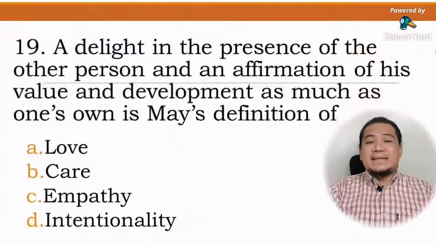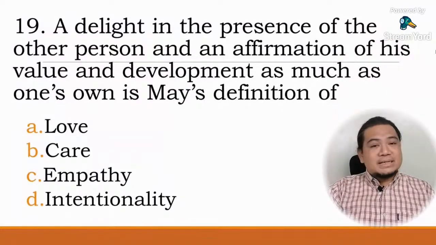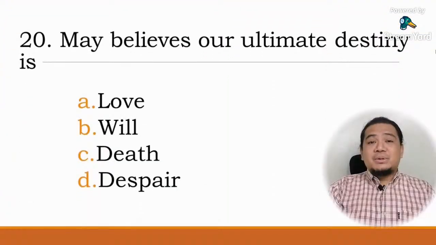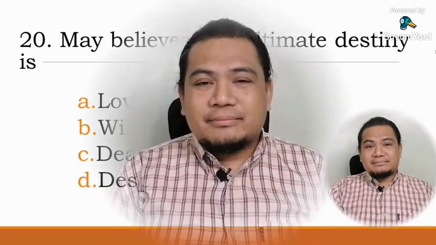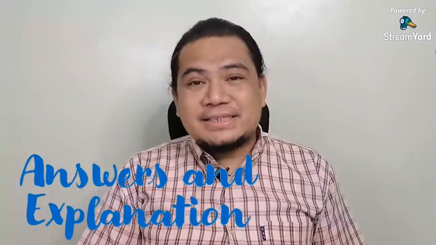Number 19. A delight in the presence of other person and an affirmation of his value and development as much as one's own is May's definition of: is it A, love, B, care, C, empathy, or D, intentionality? Number 20. May believes our ultimate destiny is A, love, B, will, C, death, or D, despair. And now, let's go to answers and explanation.